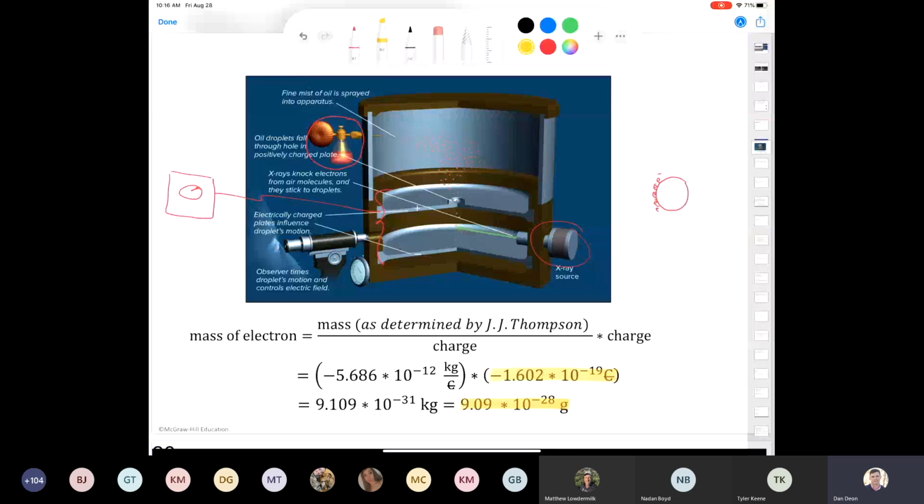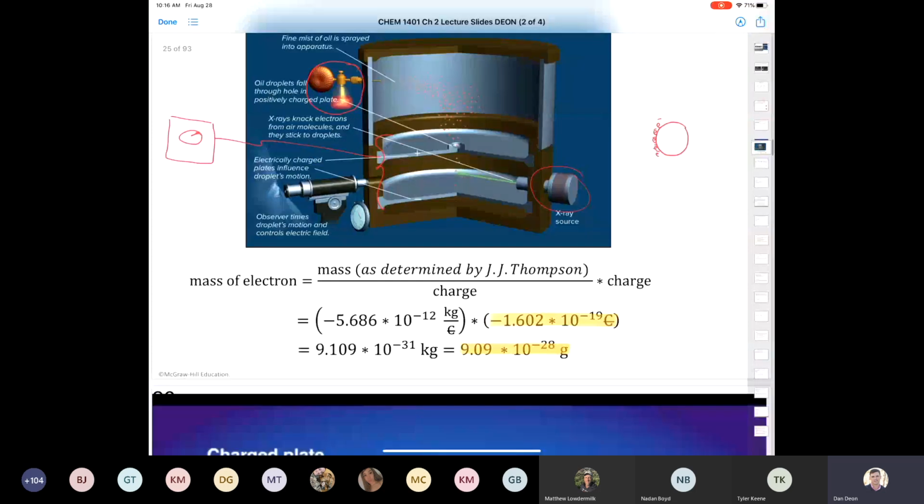Now, I probably spent a little too much time on that, but it's pretty fascinating stuff. Not my favorite experiment in the history of chemistry, but it's pretty darn good, okay?